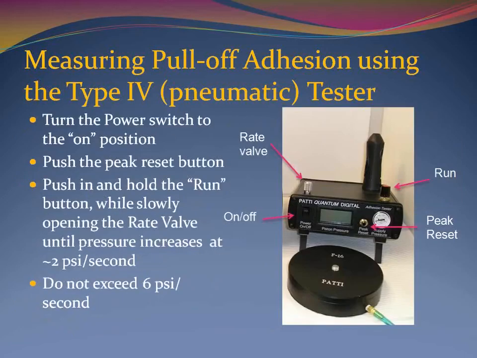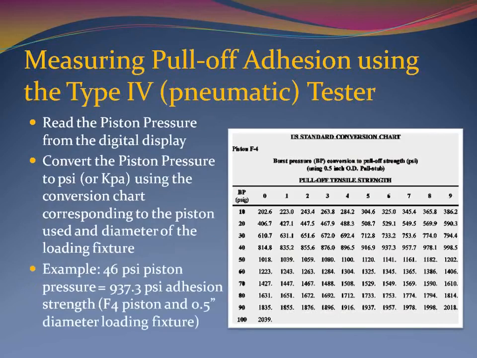To operate the tester, verify the unit is powered up and depress the peak reset button. Push in and hold the run button while simultaneously opening the rate valve until the pressure increases at a rate of approximately 2 psi per second without exceeding 6 psi per second. When you achieve the endpoint of the test, read and record the burst pressure from the display. Convert this value to psi or kilopascals or KPA using a piston pressure conversion chart.